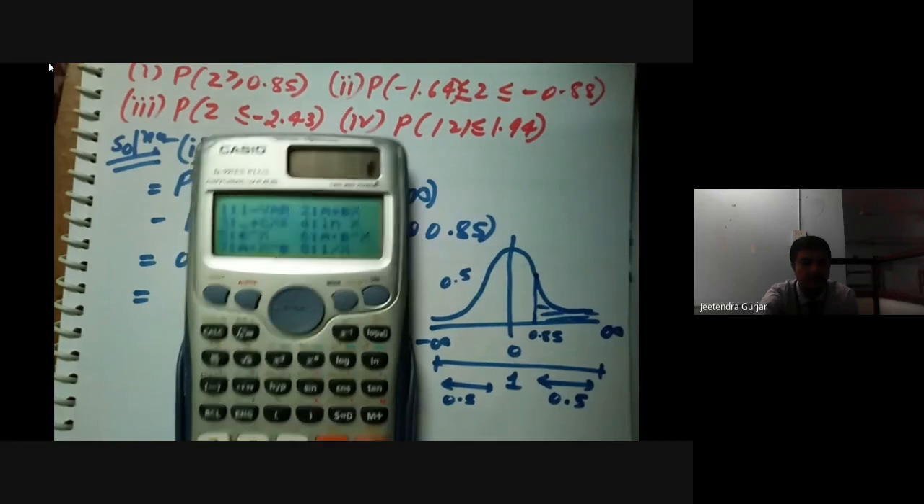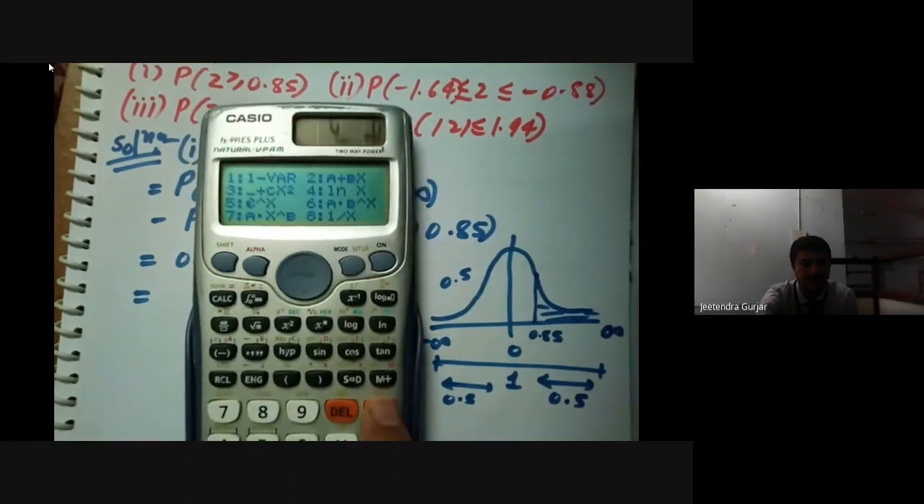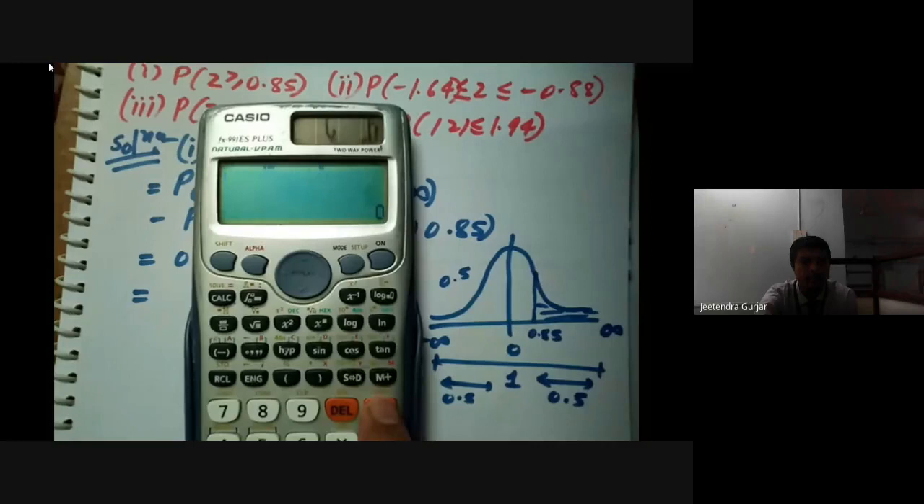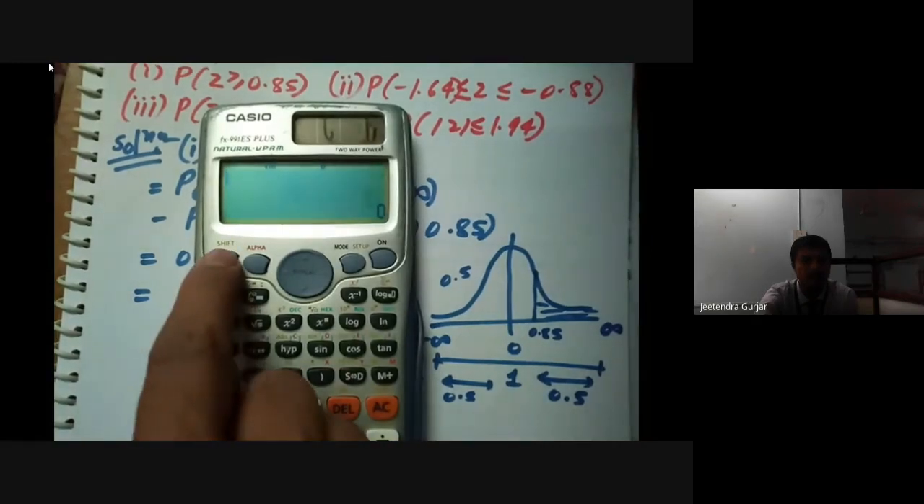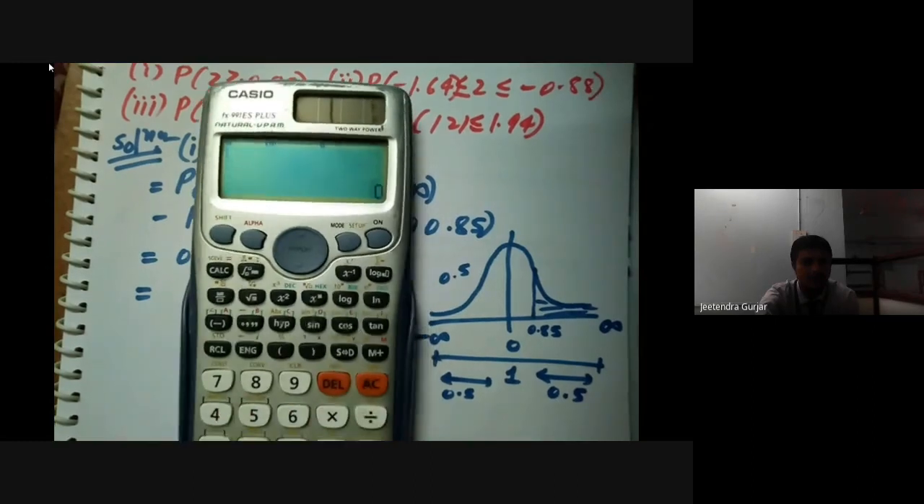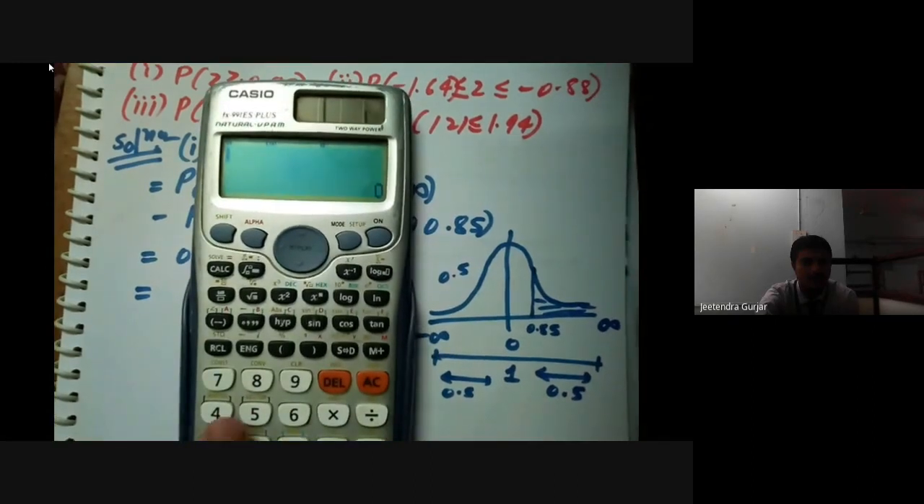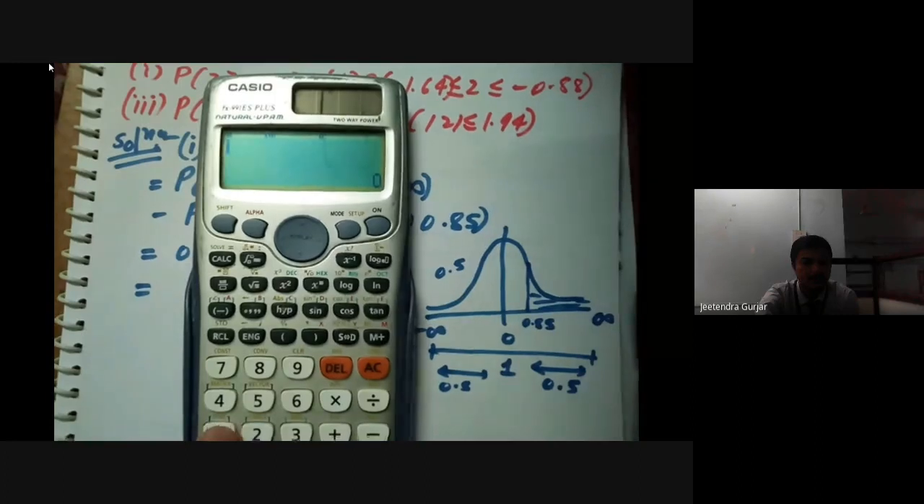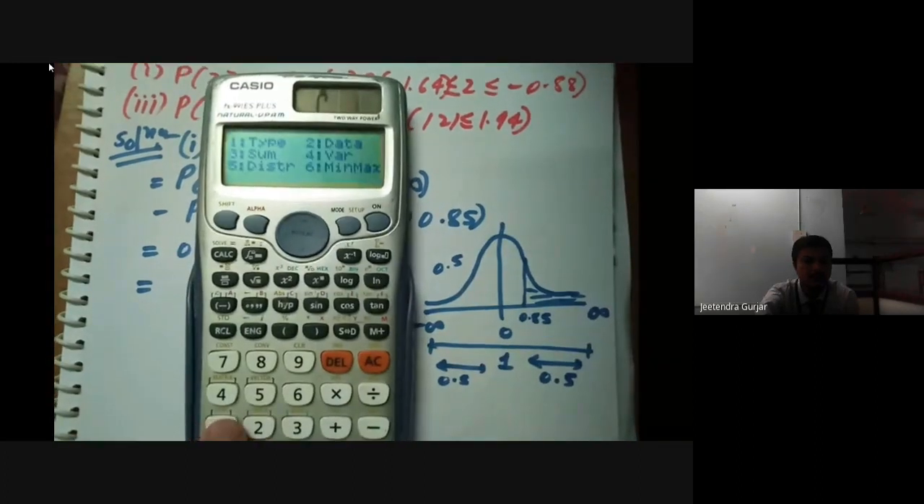Press AC. Then you can see in the calculator there is STAT at the top. Then go for shift. After that, go for shift and you can see in the calculator 1 is STAT. Yes, go to shift and 1. That's it. I'll repeat once again.